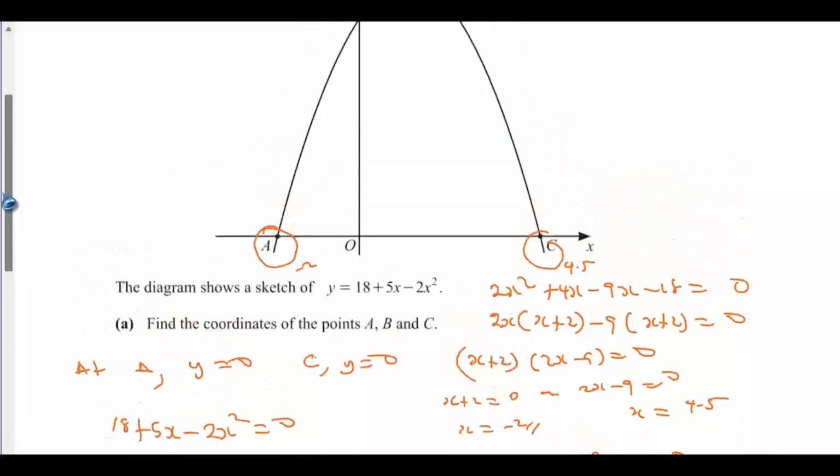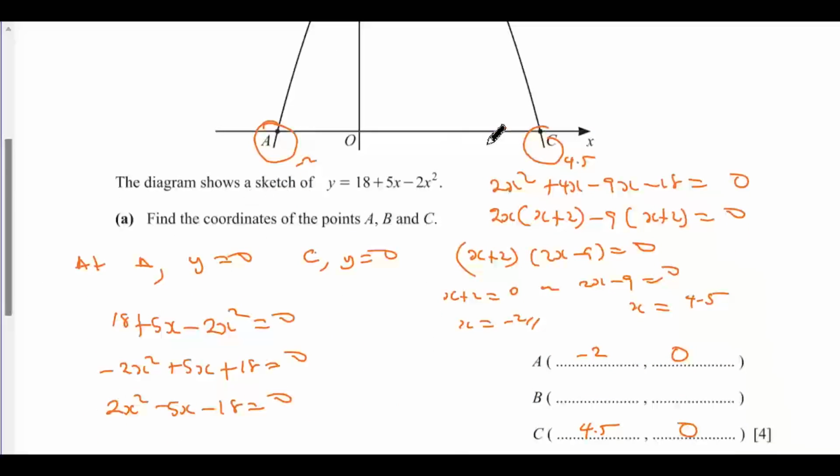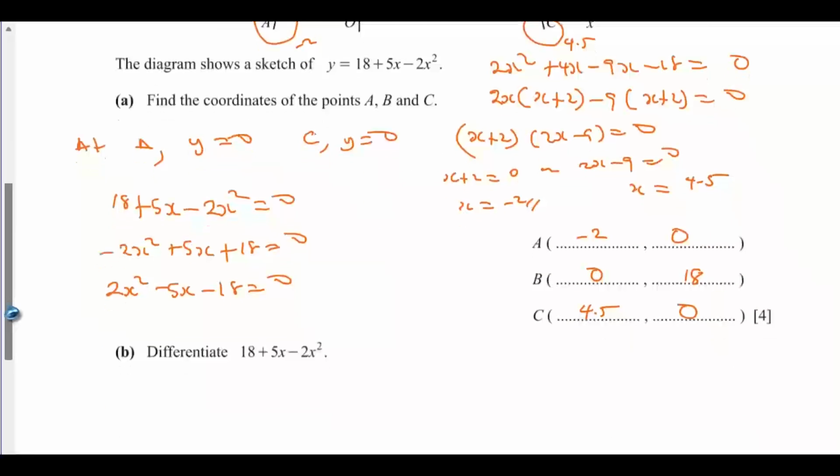And for the third one, that is point B, y is equal to something, but x equals 0. So if you substitute x equals 0 here, y will be equal to 18. So we're going to have 18 here when x is equal to 0. 5 times 0 is 0, 2 times 0 will be 0, so we're left with 18. So let's go to the next question.